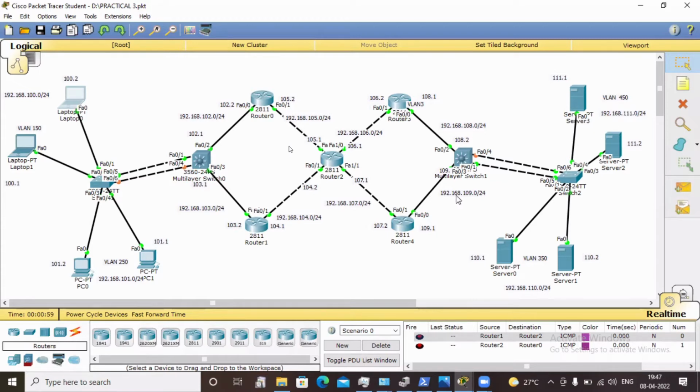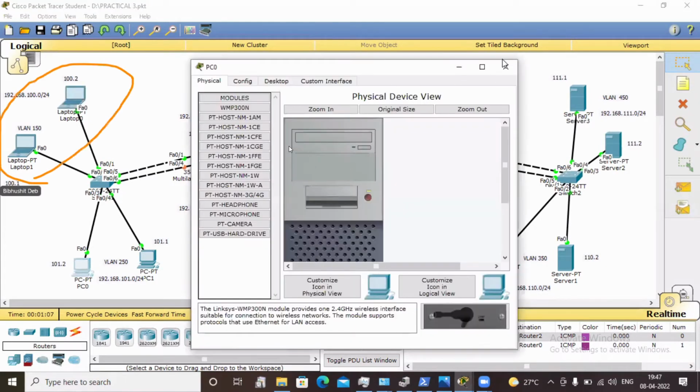So we have done the ACL configuration, right? Yes, sir. Is it working? Yes, sir. Okay, ping from these two machines to these two servers.